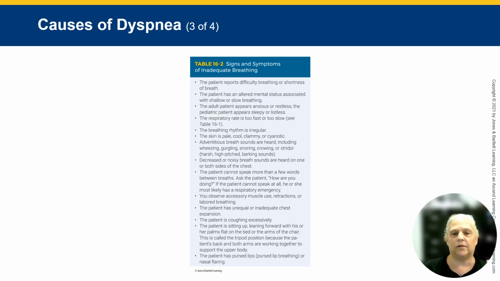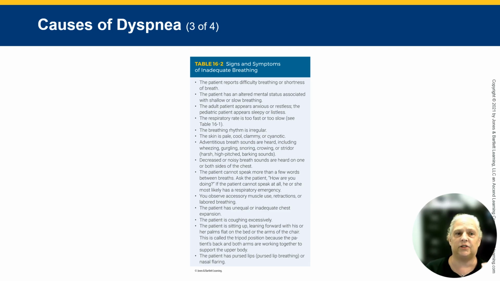pale, cool, clammy, or cyanotic, adventitious breath sounds could be heard: wheezing, gurgling, snoring, crowing, or stridor. Please remember, stridor is the only upper airway noise we have. Then we can have decreased or noisy breath sounds heard on one or both sides of the chest. Patients not able to speak more than a few words between breaths.